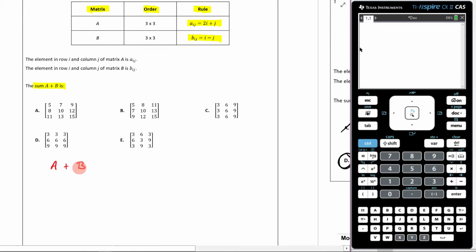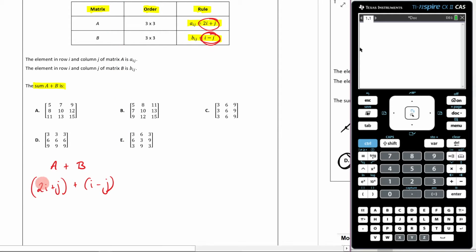Well, what you can do is actually just plus the rules together. So I can say, the rule for A is 2i plus j, so I can go 2i plus j. And the rule for B is i minus j, so I'm going to go i minus j. And now when I add these two things together, what's going to happen?